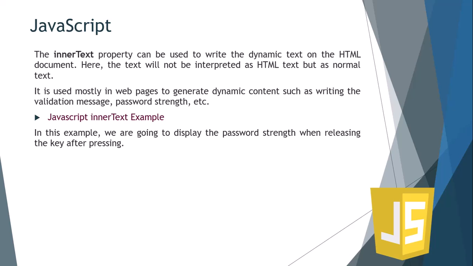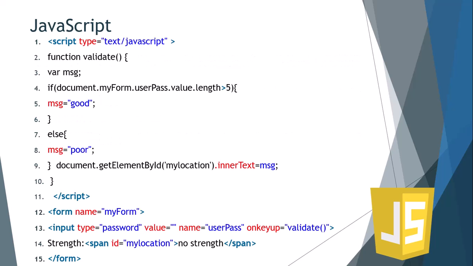The example we'll be illustrating here is displaying the password strength when releasing the key after pressing. We want to illustrate how the password is: if your password is weak, if it is good, and if it is strong. That is just what this code is meant for.